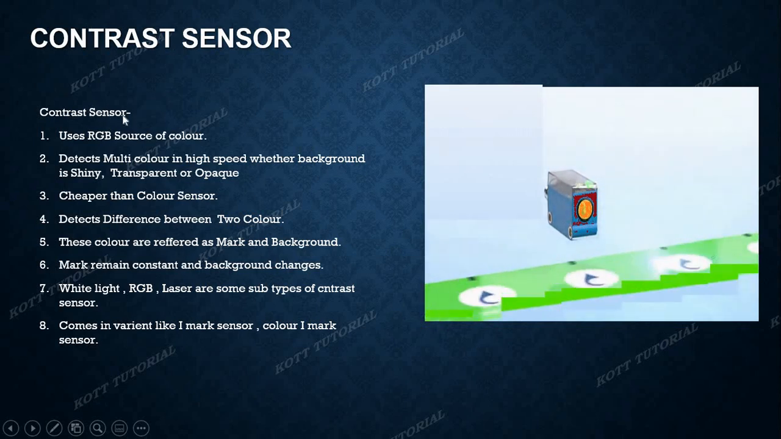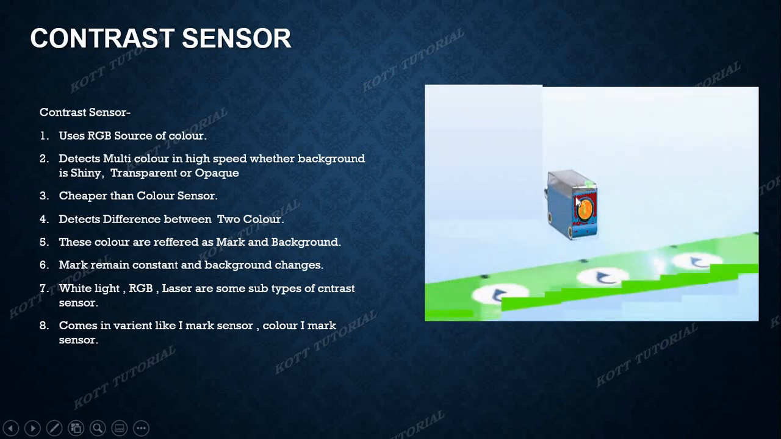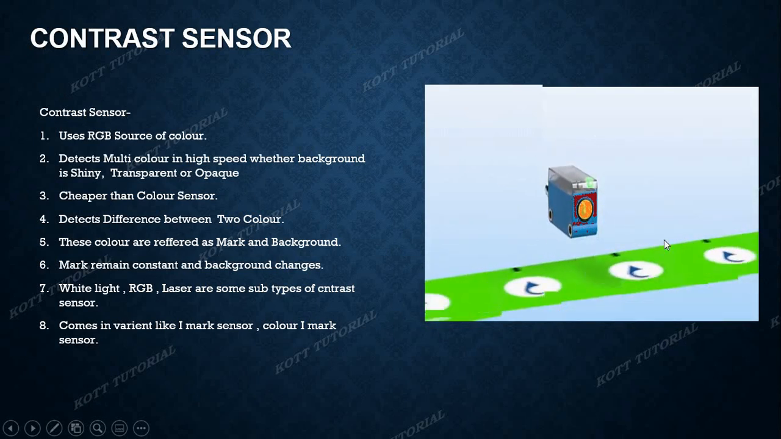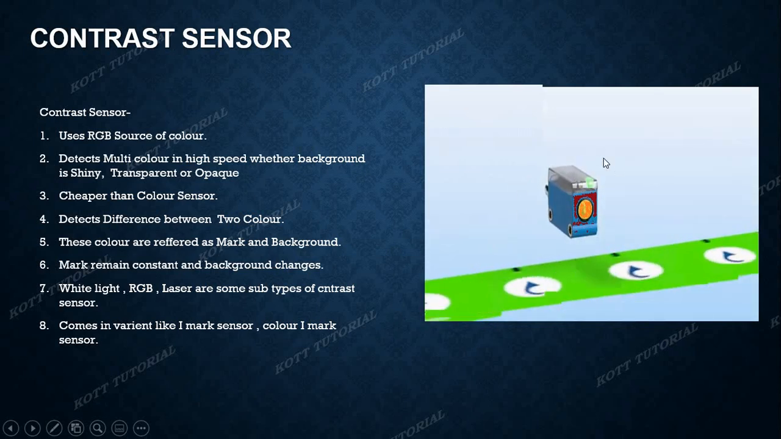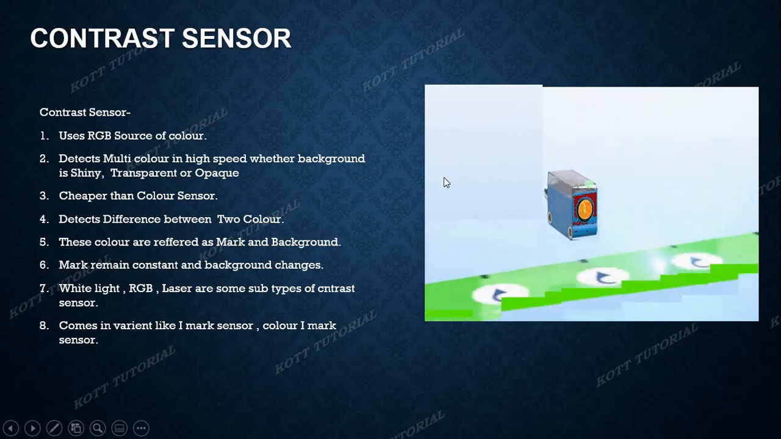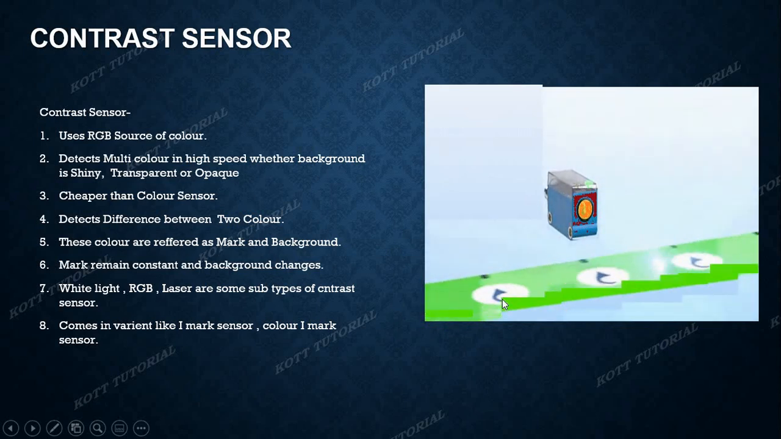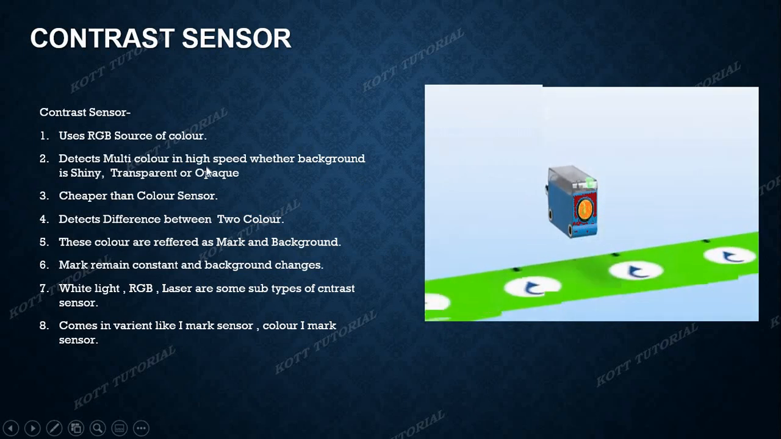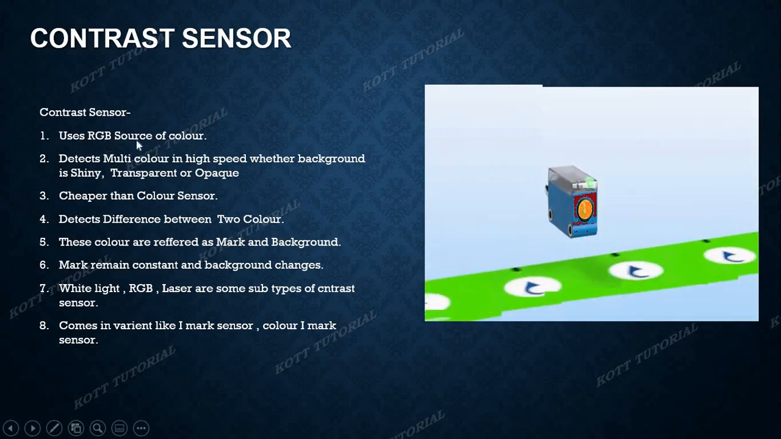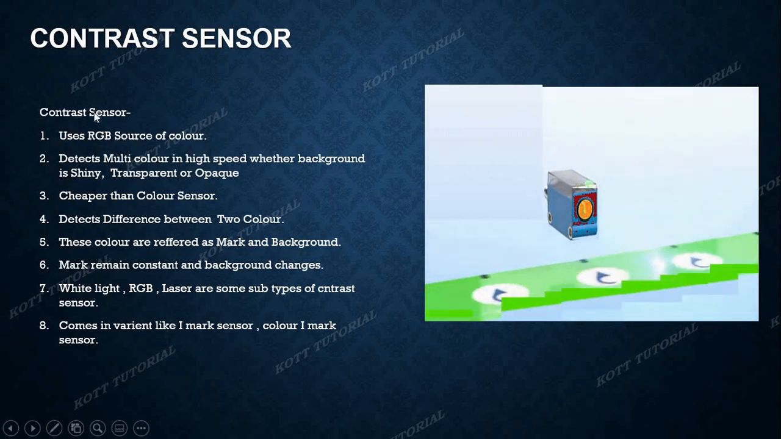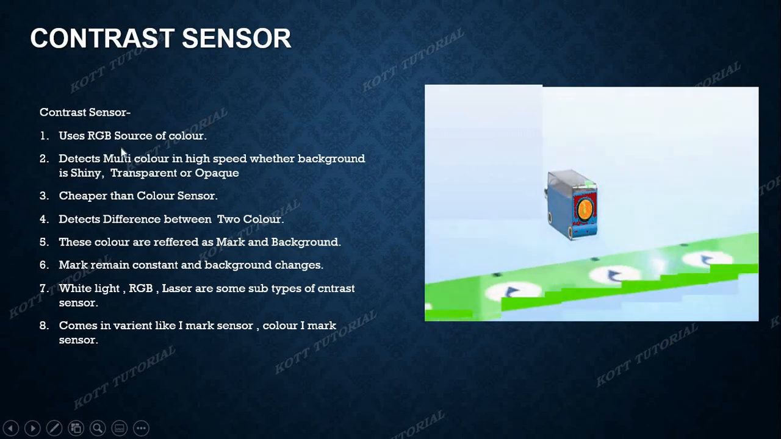So these sensors are called contrast sensors, or they are also called IMAX sensors or color mark sensors. Mark means it can differentiate the difference between two colors. It is more cost effective than a color sensor, meaning it can detect only the difference between the two colors. So we can see here the contrast sensor uses an RGB source, red, green, blue, meaning it can detect all the colors present in VIBGYOR.